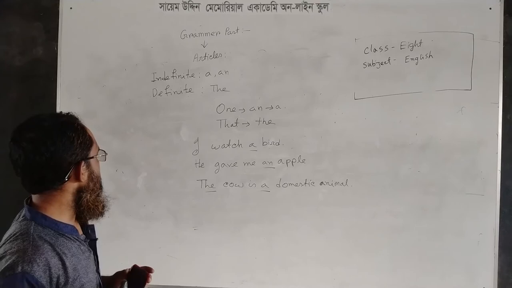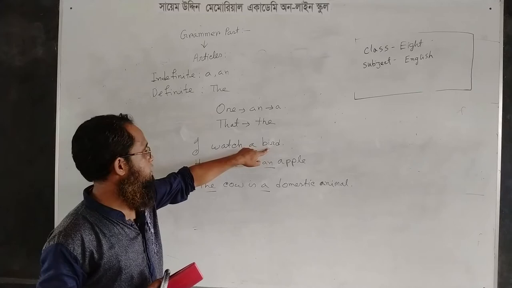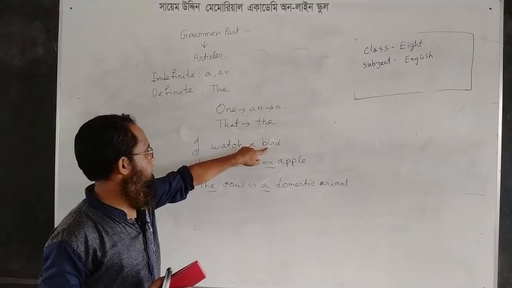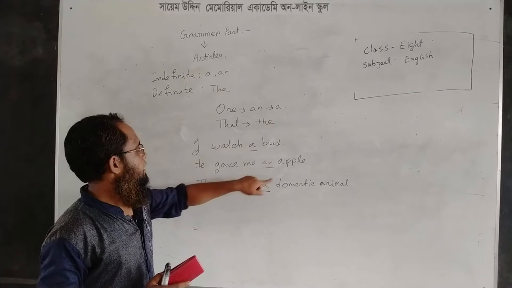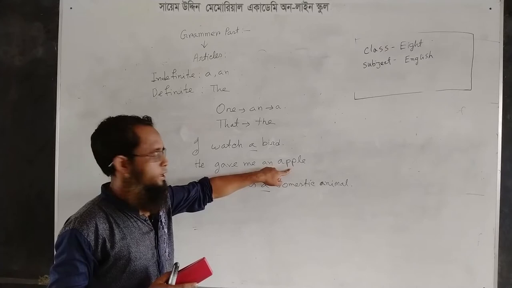In the first sentence, the indefinite article A has been placed before the common noun bird. You know bird is a common noun because it means all the birds of the world. So it's a common noun and a singular form, and of course it bears the singular meaning. So the word takes the article A. And the next word, apple, is also a countable noun and has a similar meaning. So it also takes an indefinite article, but that is an, not a.